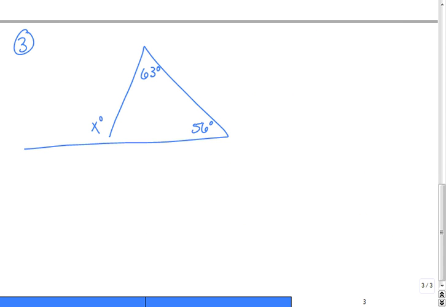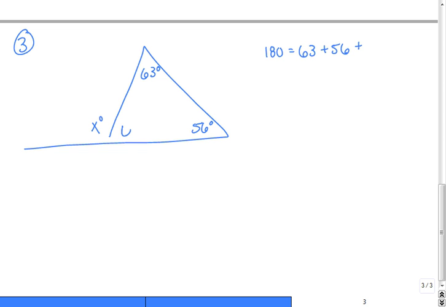Okay, in problem number 3, we're trying to find this angle right here. So we have to use a couple steps here. The first thing that we're going to do is notice that we have a triangle, and we know that the angles in a triangle always add up to 180 degrees. So I'm going to say 180 degrees is equal to 63 degrees plus 56 degrees plus whatever this is.